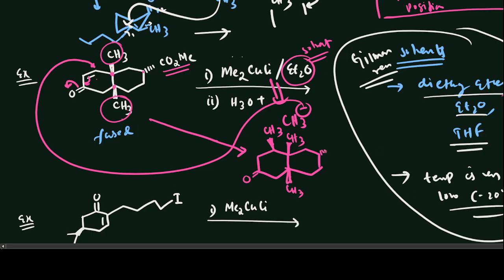Here we have CO2Me. This has no impact here, because these rings are below and this is also below, so that will not affect anything. You look at the stereo of the substituent which is present at the fused position, not these groups. So this is the final answer for this question.